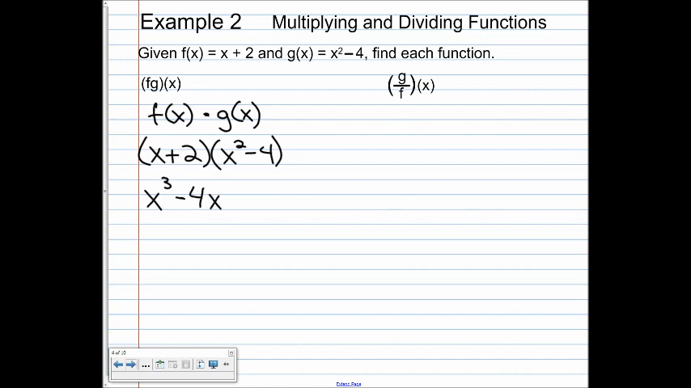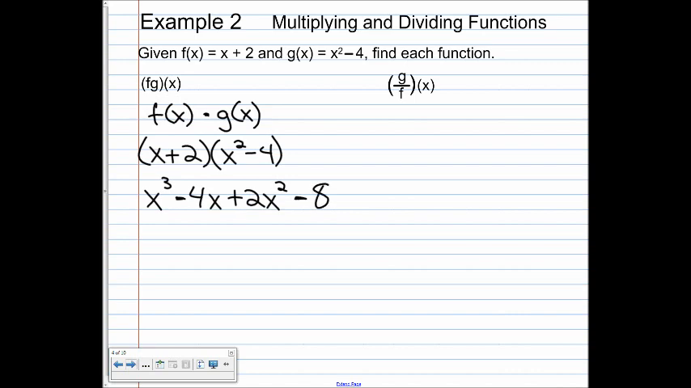All right, now what am I going to do with that positive 2? The same thing, very good. So what's 2 times x squared? So plus 2x squared. And finally, 2 times negative 4. Very good. Now this is the answer, but why is this technically wrong?